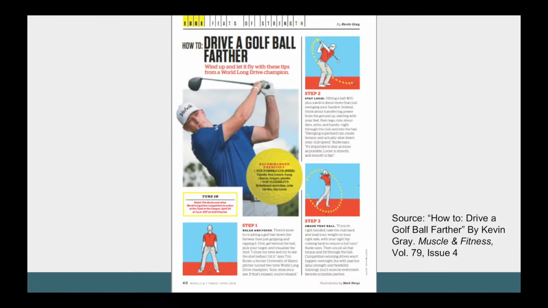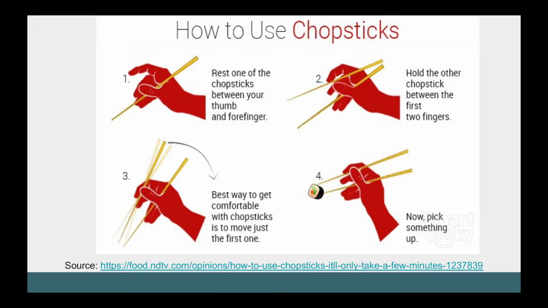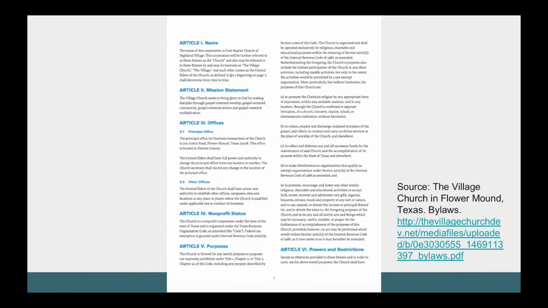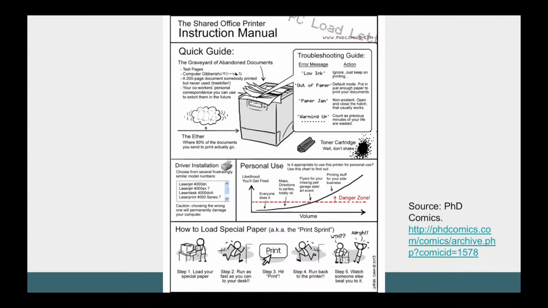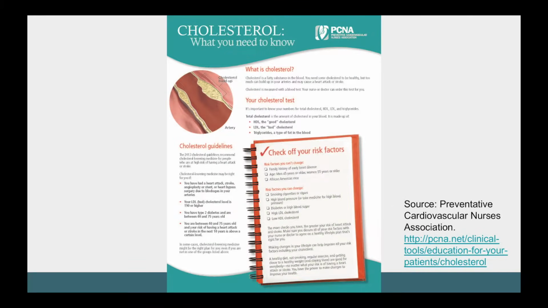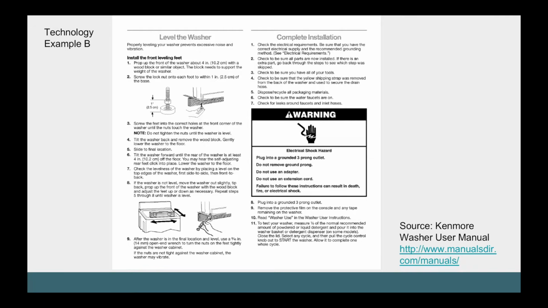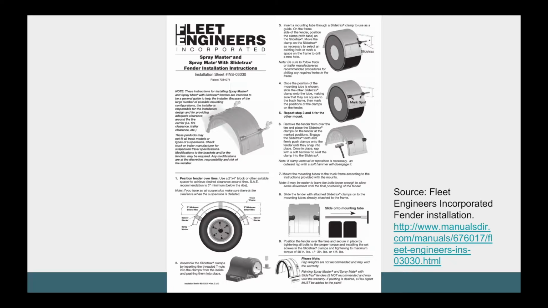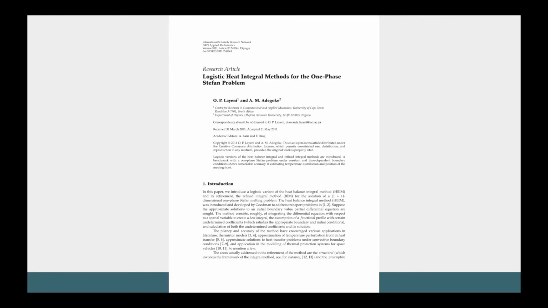This is a tutorial in a magazine showing how to drive a golf ball further. This one is a poster for how to use chopsticks. This example shows the articles of incorporation for a church. This is an instruction manual on how to use the office printer. This example is a humorous adaptation, but the concept still applies. This one is a medical pamphlet about cholesterol. A manual for using or putting together an appliance is also a technical writing example. This one is how to install a car part. And finally, this one is a research article about a math problem.